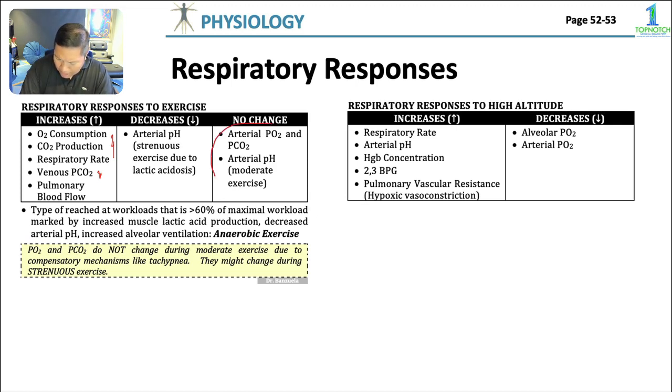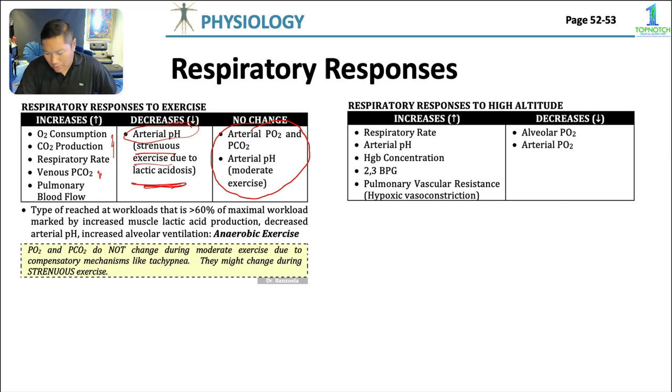Normally, arterial PCO2 should not change. You should not experience hypoxemia. You should not experience hypercarbia. You should not experience acidosis or alkalosis even when you are exercising. Normally. Okay? However, if you have strenuous exercise, severe exercise, that will now cause lactic acidosis, causing a decrease in your arterial pH. Lactic acidosis ka.